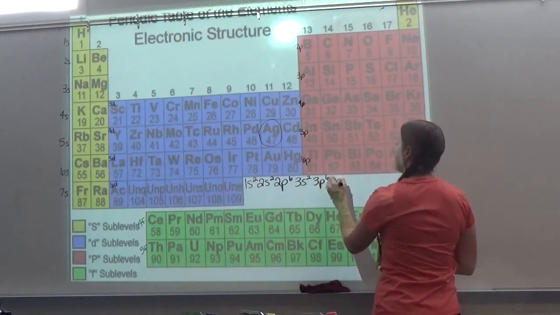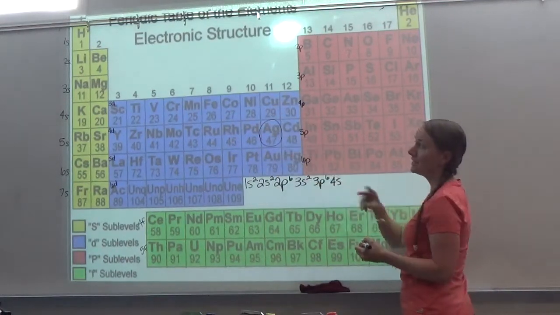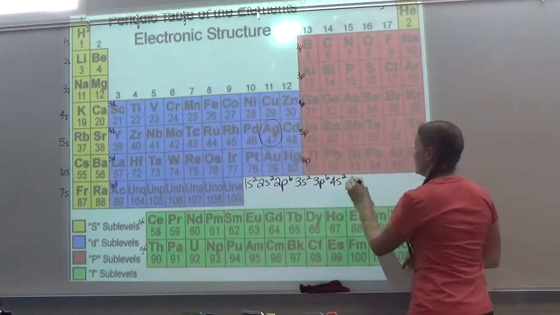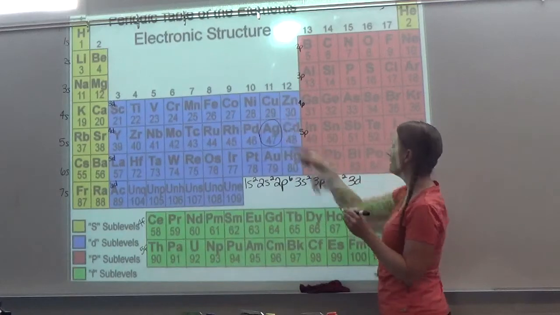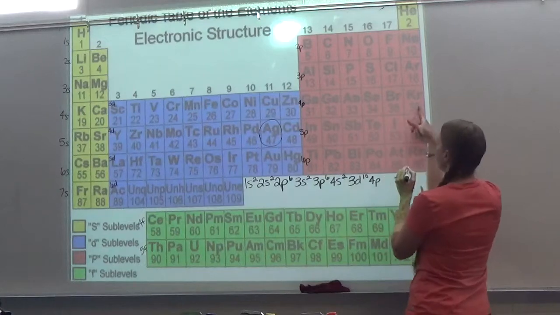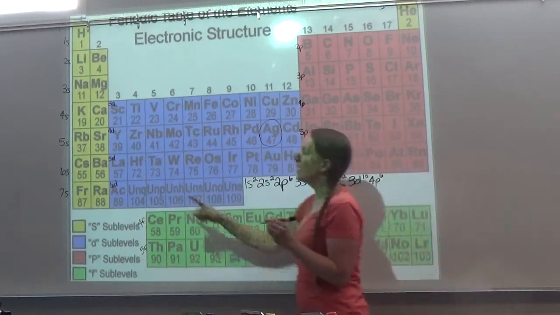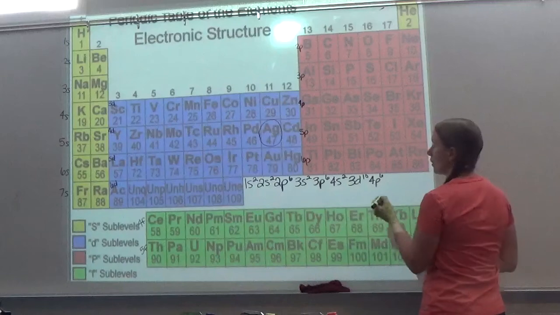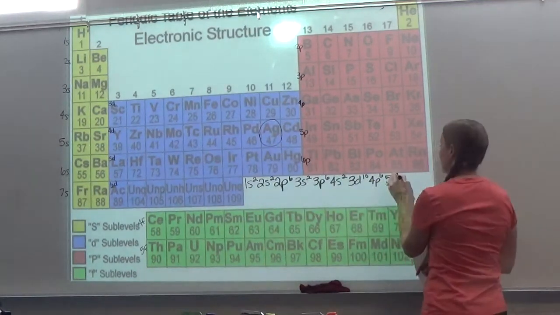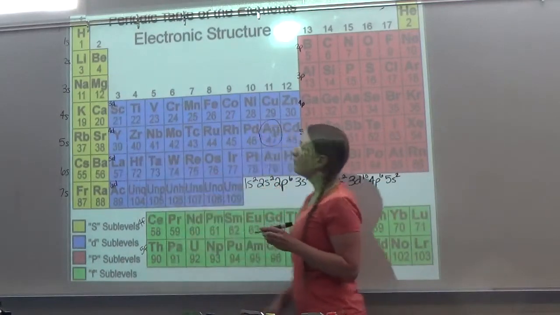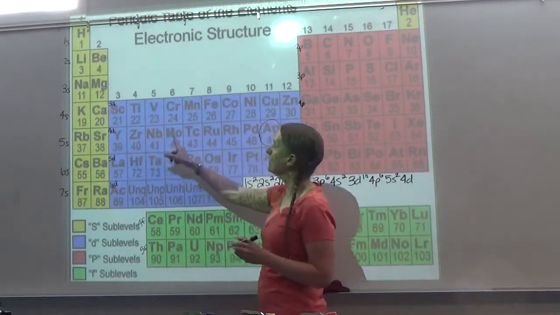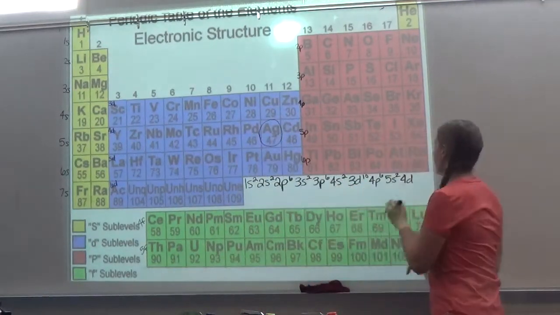Now we're at potassium, which is K, 4s. I need 2 for potassium and calcium. Now we're at 3d. I need all 10 to get me through zinc. Now we're at 4p. I need all 6 to get me through krypton. Now we're at 5s, rubidium, which is Rb. I do need 2, it's Rb, Sr. All right, now we're here at 4d. We're at Y, and I need to count over 1, 2, 3, 4, 5, 6, 7, 8, 9.